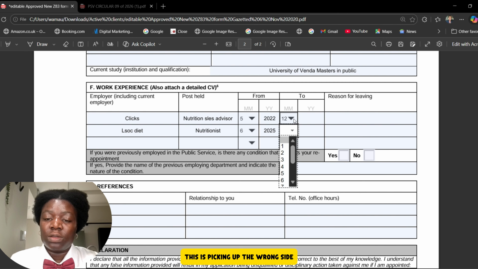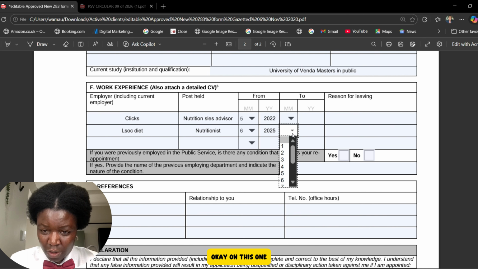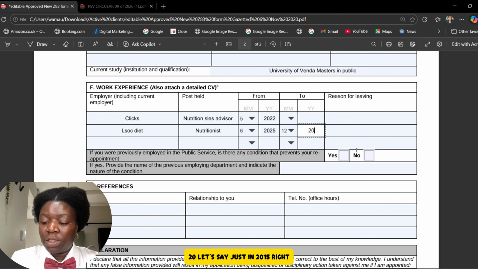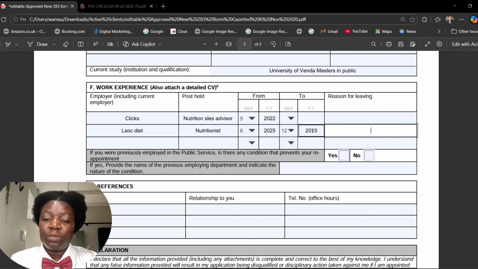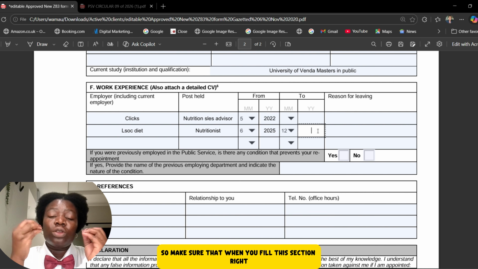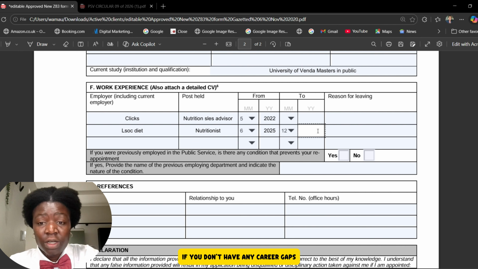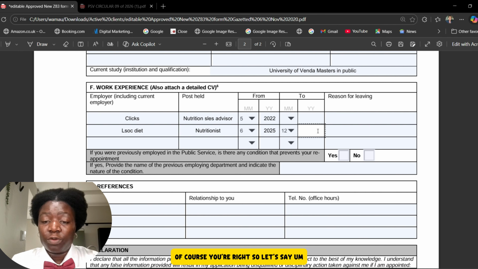Okay, this is picking up the wrong side. This one is supposed to be blank, and then we're filling in this one. Okay, on this one. So let's say it was in December and let's say just in 2015, right? Why did you leave? Okay, let's just say 2020. I want us to match. So make sure that when you fill this section, it doesn't leave any career gaps, if you don't have any career gaps, okay? But if you do have career gaps, of course, you write them.